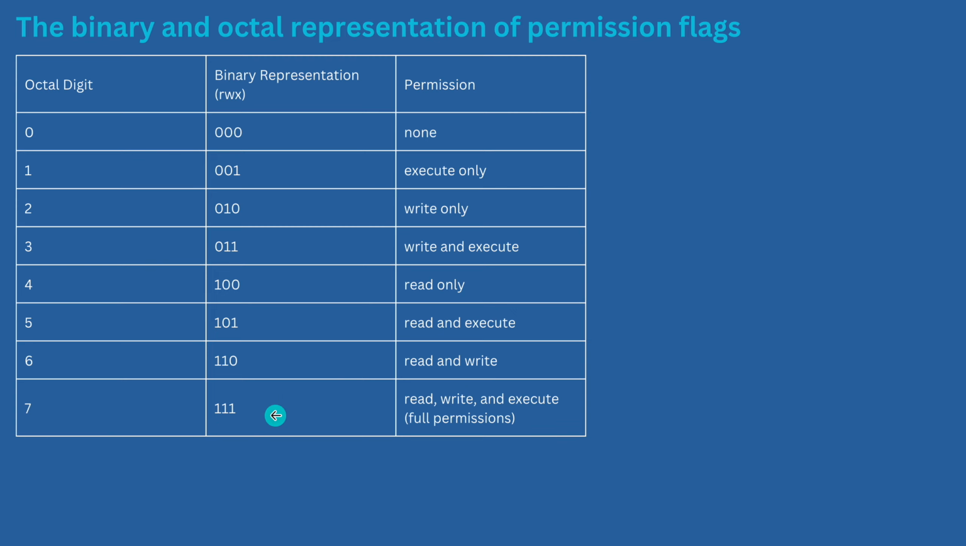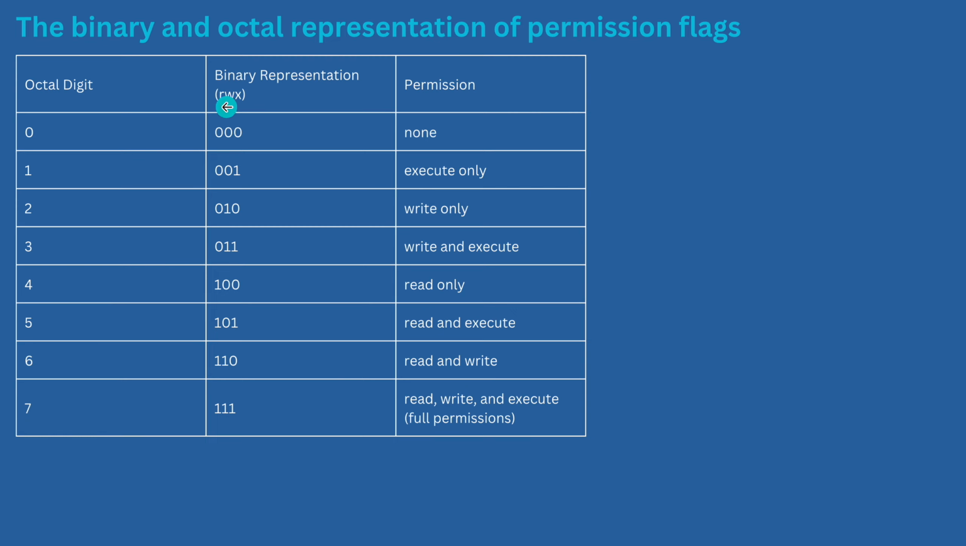All are triple 1, which means read, write and execute. Full permission means 7. So why am I telling you this? Let me explain next.